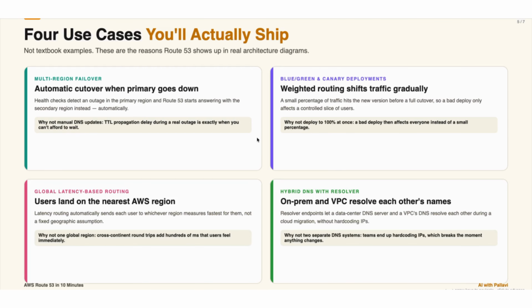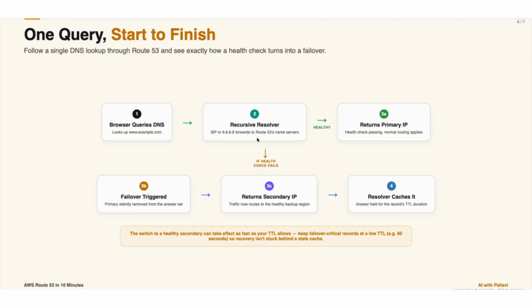Then weighted routing shifts traffic gradually. So let's say if you are bringing up a new canary domain, automatically the traffic can transfer. Then users land on the nearest AWS region, that is the latency based routing.